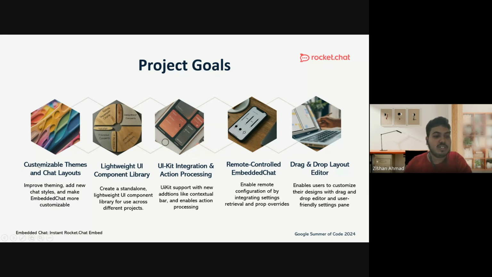The first one was customizable themes and chat layouts. The goal was to improve the theming, make the colors completely uniform over the app, and then take out the component library. We are not using Fuselage because of its size, so we have built our own component library, and it is now part of a monorepo, where one can even use it standalone in their own project or any project associated with EmbeddedChat.